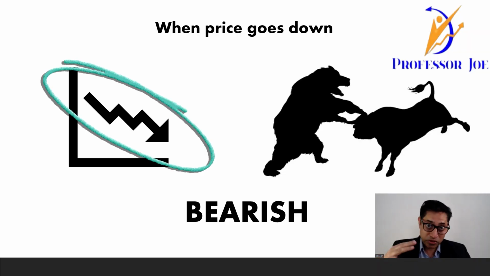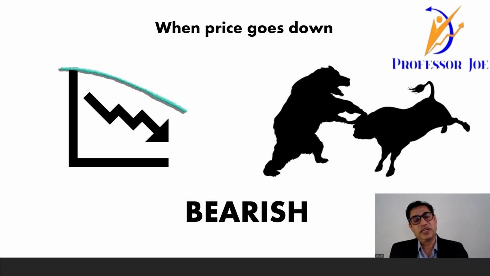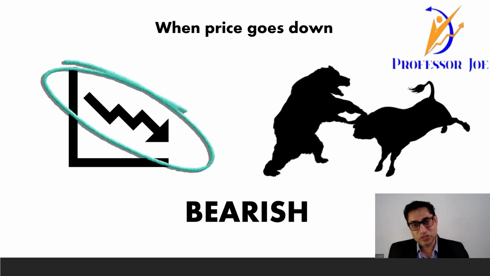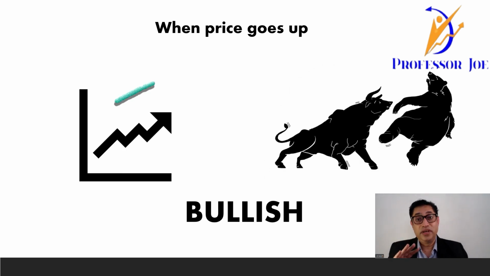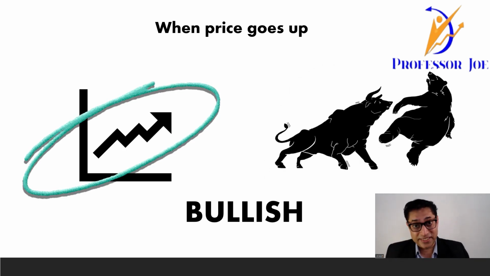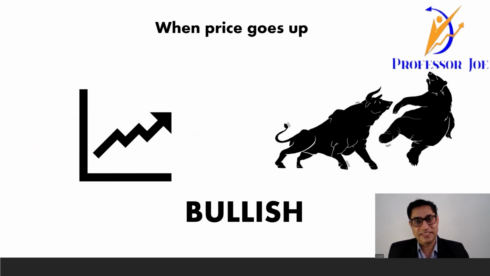So when the price goes down, it's called a bearish price action. That means the bears are pushing the bulls down. That is why it is called bearish price action when the price is going down. Same way, when the price is going up, it is called a bullish price action. This means that the bulls are pushing the bears up and the bulls are stronger. That's why it's called a bullish direction.